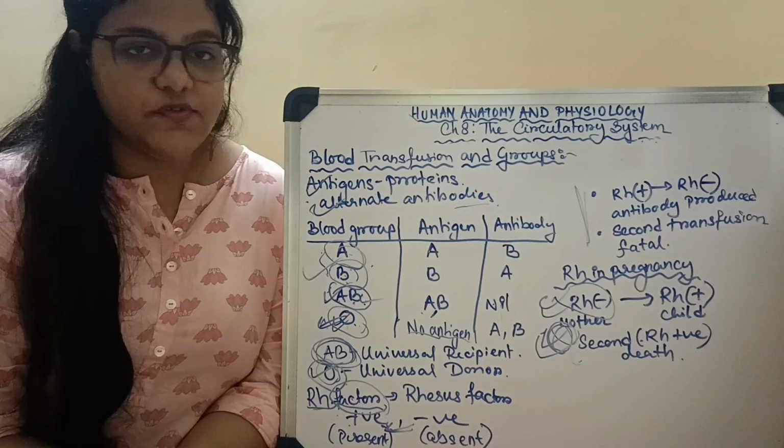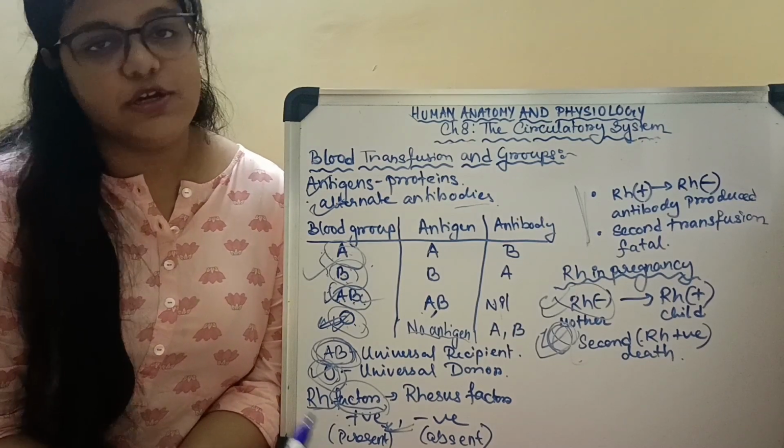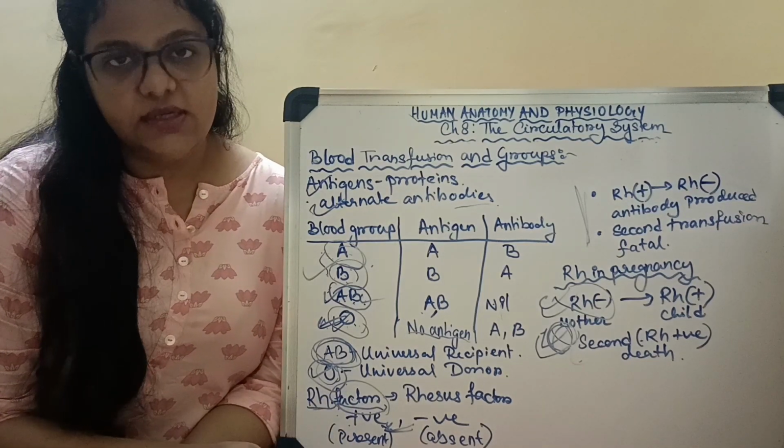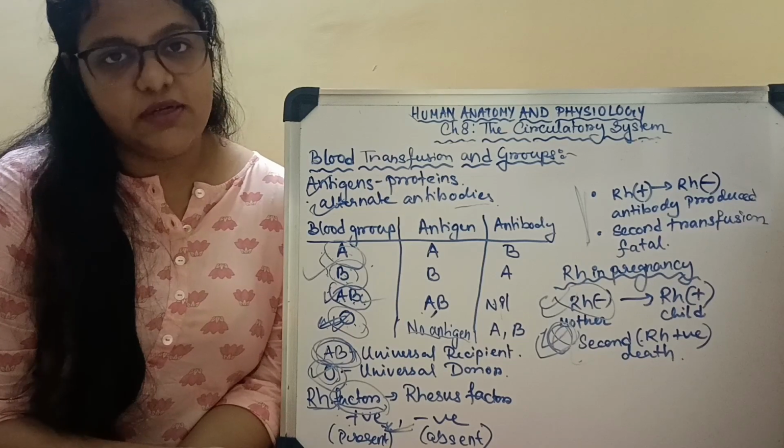Now the second part, we will deal with the actual circulatory system of the blood, that is how the blood flows around the body through the heart and the blood vessels.